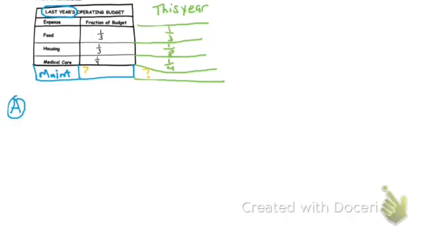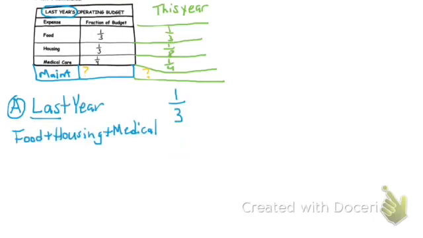Think back to the other problems we've done in this lesson. It's very similar. In this case, we have a whole budget for last year. I know 3 parts, I'm missing the last part. So I can add together the 3 parts that I know, subtract it from the one whole budget to figure out what that last part is, and that's what I'm going to do. I'm going to take my last year, food plus housing plus medical care.